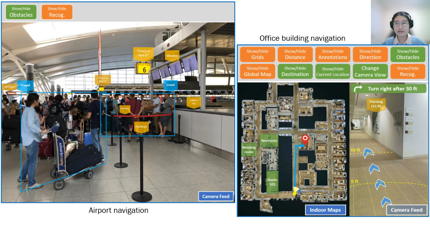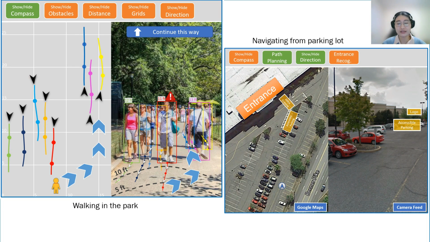Here are 2 example prototypes. The left one is a prototype of landmark recognition and sign reading in airport navigation. The right one is a prototype for office building navigation, including the design idea of showing distance grids, annotations, direction, and object recognition. The top toolbar in each figure shows buttons to toggle a design feature on or off. The left one is a prototype for walking in the park, and the right one is a prototype for navigating from parking lot.